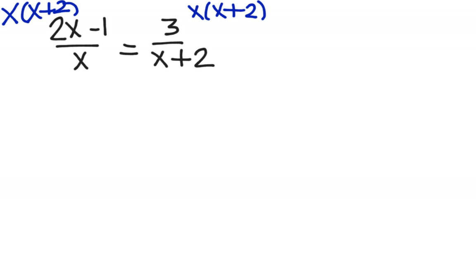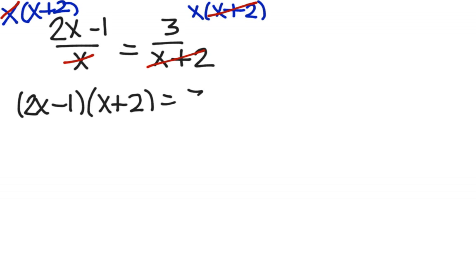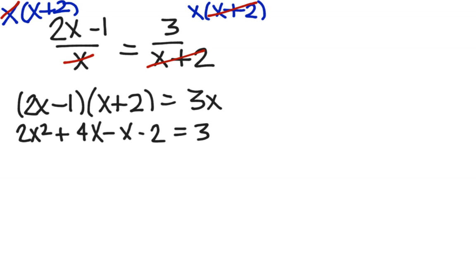And I'm looking to see what can I reduce that's in both numerator and denominator. I have an x in both numerator and denominator on the left side. I have an x plus 2 in numerator and denominator on the right side. So when we multiply, we have 2x minus 1, that was already there, times x plus 2, is equal to 3 times x. Doing the multiplication, we get 2x squared plus 4x minus x minus 2 is equal to 3x. Combining like terms, 2x squared plus 3x minus 2 equals 3x.